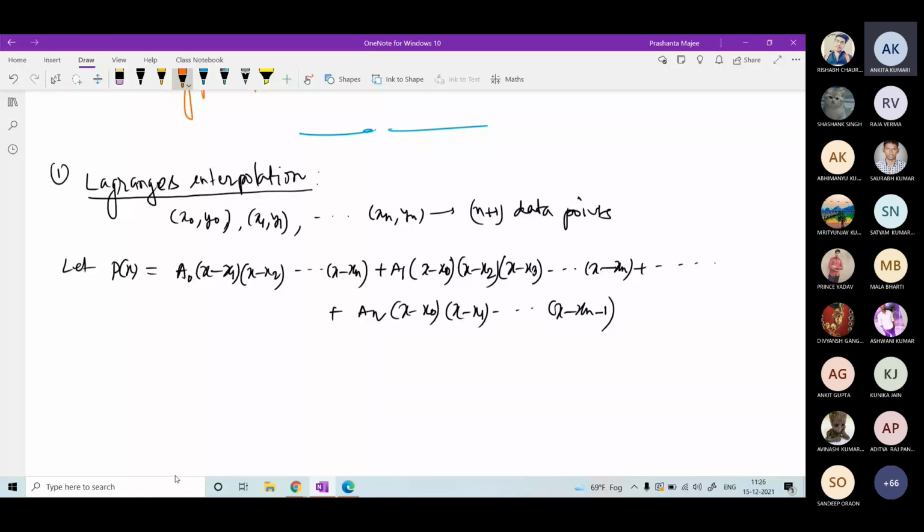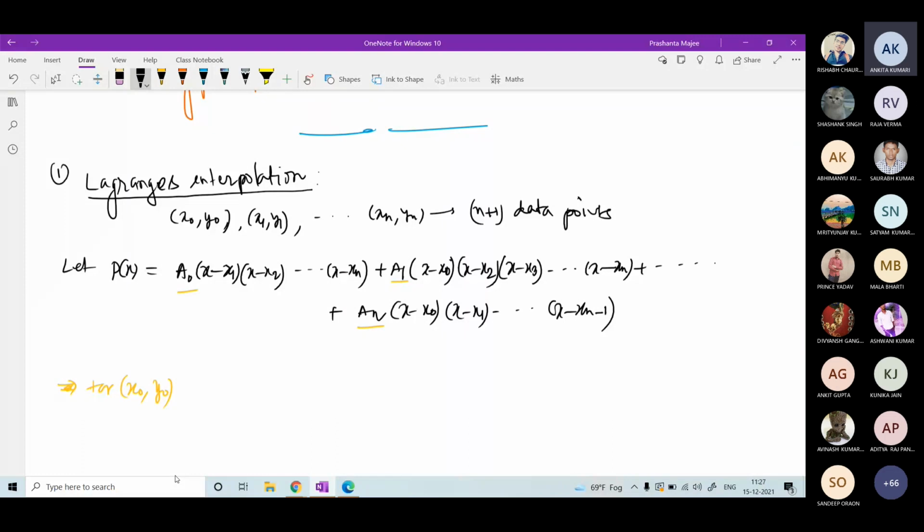Now you see this polynomial is passing through, so you will have to choose a0, a1 and an, these constants, in such a way that this polynomial is passing through the given data points. So you pass this polynomial through the data points and tell me what is a0, a1, a2 and an. If you can identify them, your formula is ready. So what will be a0? Take the first data point x0, y0. If the polynomial passes through that point, what will be a0?